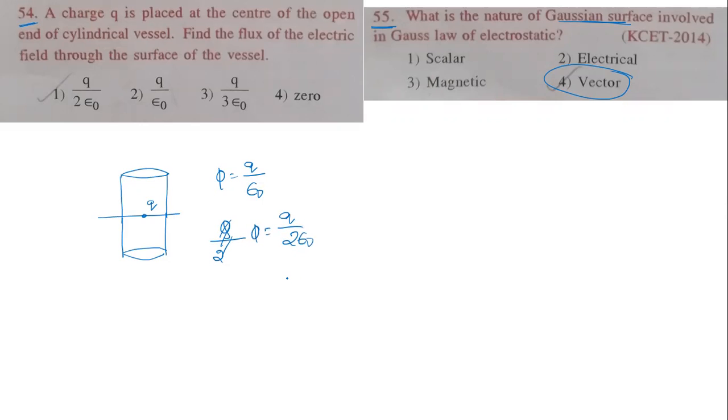That is the flux through it, because it is the upper half or lower half. This is the answer for this question. The Gaussian surface is always taken as a vector in nature. So these are a few important questions related to Gauss law.